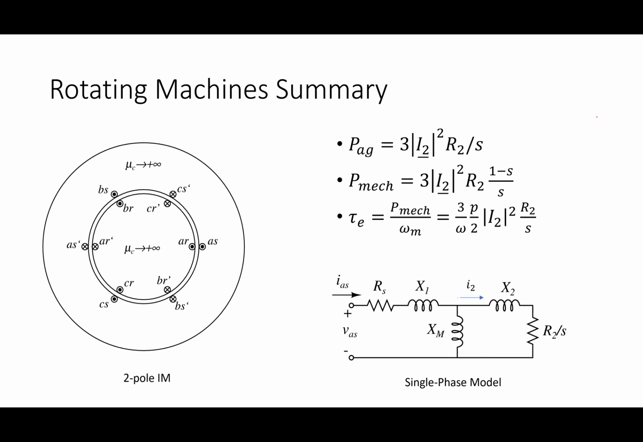Okay. And this model looks a lot like the transformer model. What I've done is I've taken the impedances on the secondary, which in this case is rotating, and I've reflected those impedances over to the primary. The thing that's weird about this guy is I have this resistance here that's proportional to a speed, the mechanical speed of the machine, right?